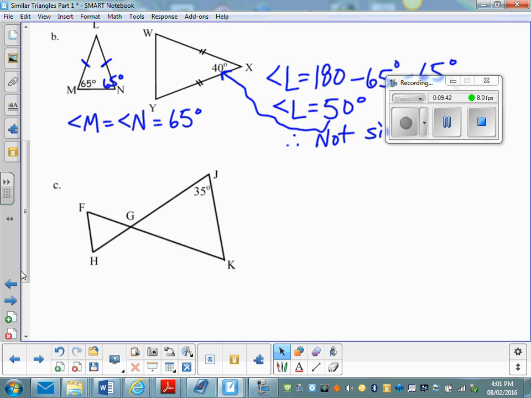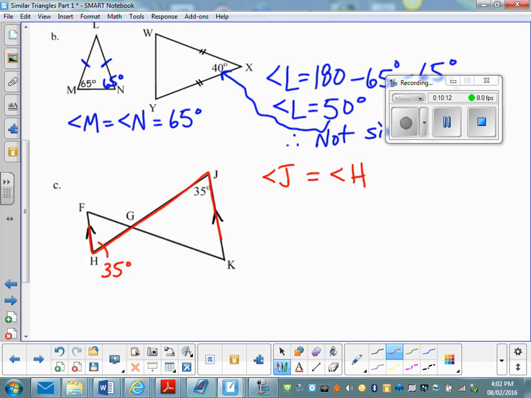I'm going to add one more piece of information here. These two sides are parallel to each other. So HF and KJ are parallel to each other. And if that's the case, when we have parallel lines, we actually know that angle J is going to equal angle H, because we have a Z pattern there. So that angle where the H is going to be 35 degrees. So my reason here is parallel line theorem, and I'm just going to put a Z for the Z pattern.